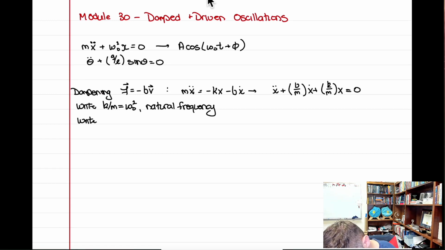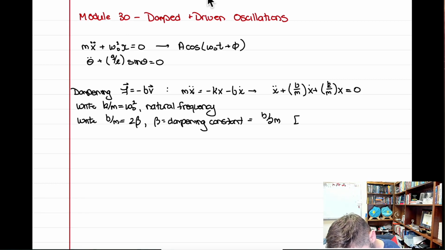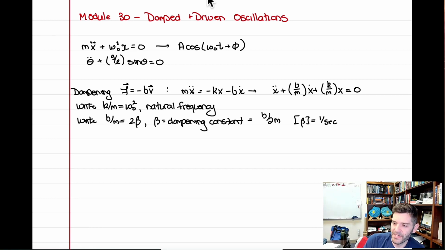So similarly, we're going to write B over M as 2 times beta, where beta is going to be the dampening constant. Which looks like, by advanced mathematics, is B divided by 2M in this case. It also has units of 1 over seconds. So we're going to see that it's going to play a role where we're also going to see beta times time appear in the final expressions as well. It has the same unit as the natural frequency.